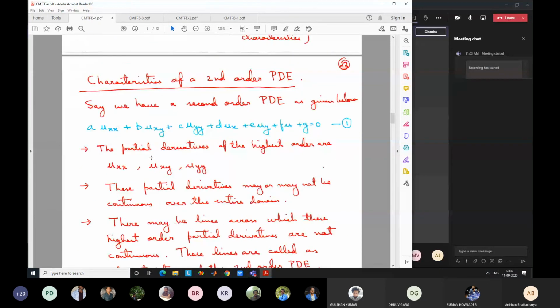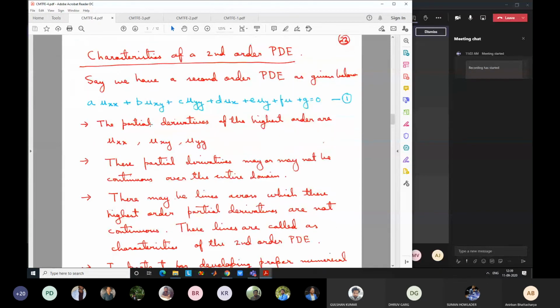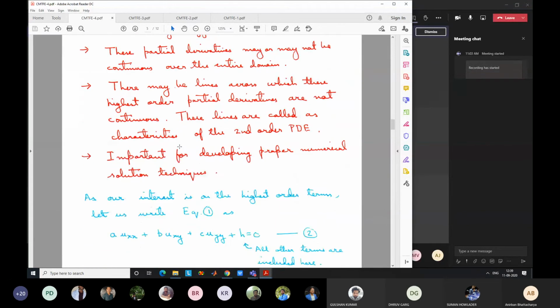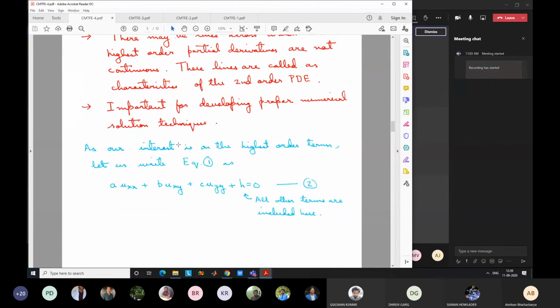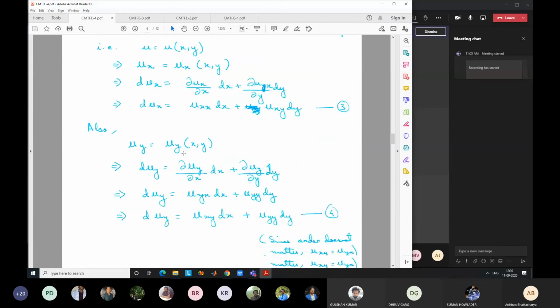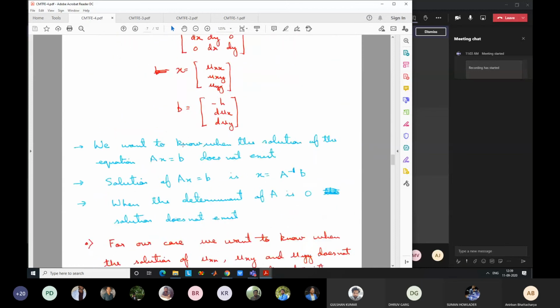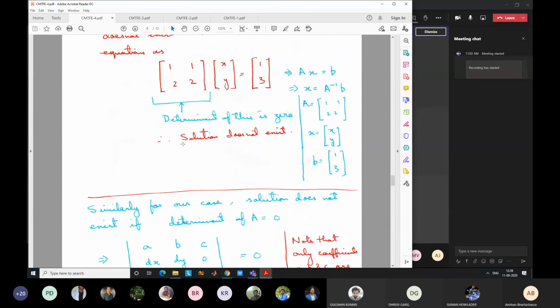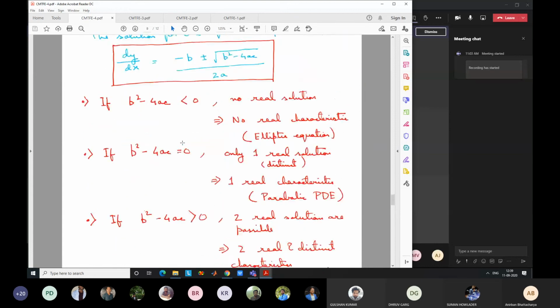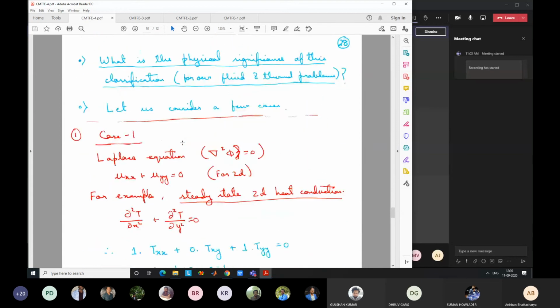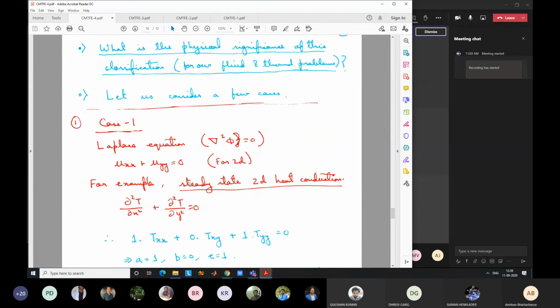So different terms can have different behavior. The entire equation may not be parabolic or hyperbolic or elliptic. Let us forget that for a moment and come back to our case one. Laplace equation. In 2D, it is del square u by del x square plus del square u by del y square equal to 0. Let us take a physical example.